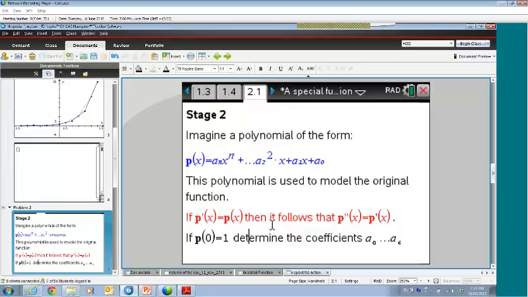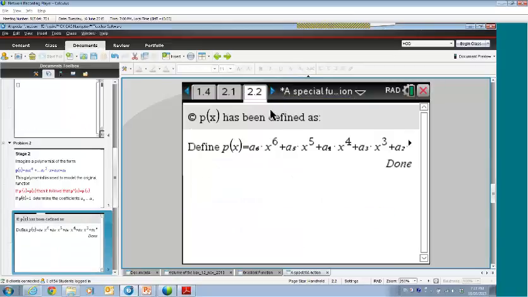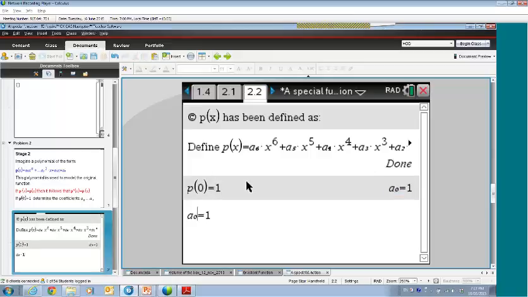But since I said the gradient of my function is the same as the original function, then that means that p dashed of x equals p of x. So p dashed of 0 will also equal 1. And therefore p double dashed of 0 will equal 1, and so on, forever. So let's see. Here's one I prepared earlier. I've already defined the function. So let's start with p of 0 equals 1. And that tells us that a0 equals 1. So now I've defined it.